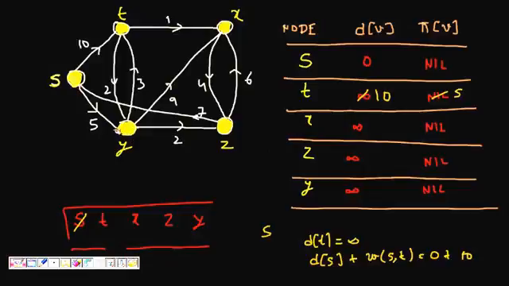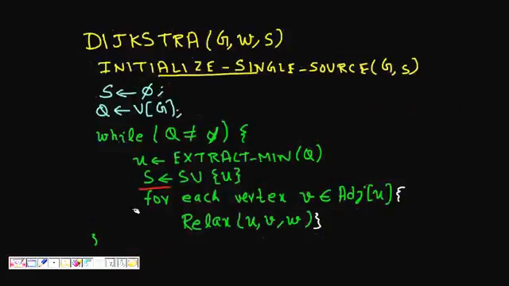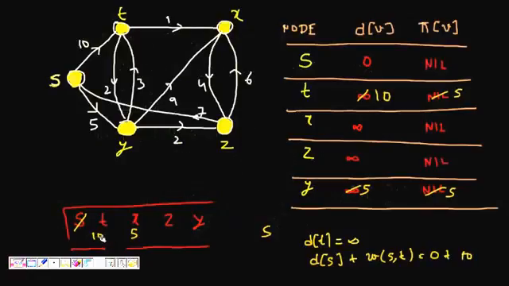Next, for y, it is also infinity now, but if we take the path from s to y, it becomes 5. So y is 5 now, and s is the parent. Okay, so this is done. So now t has the value of 10, x has the value of 5, others have infinity. Okay, so extract min, again we go and extract min.